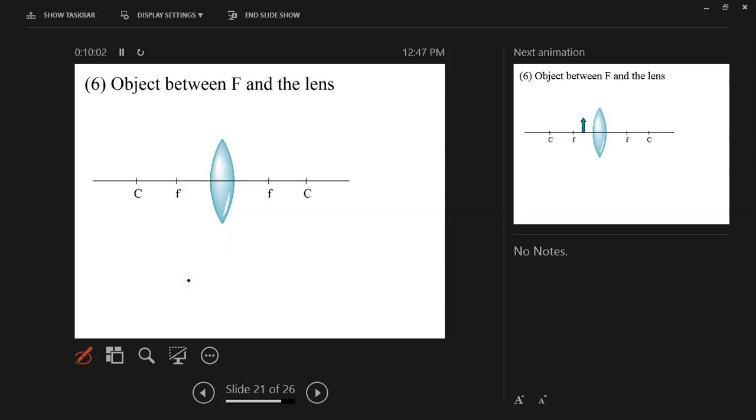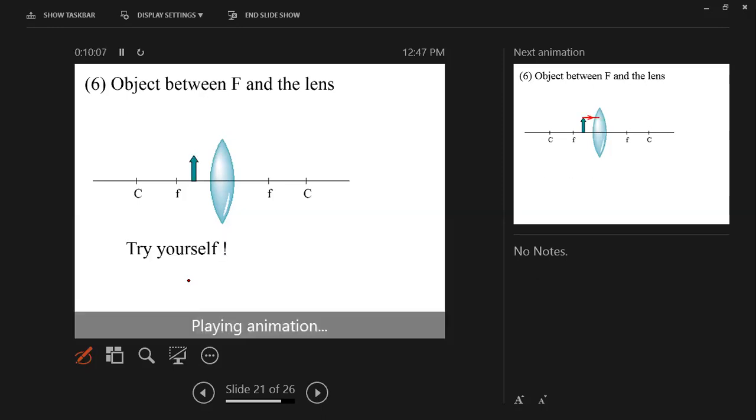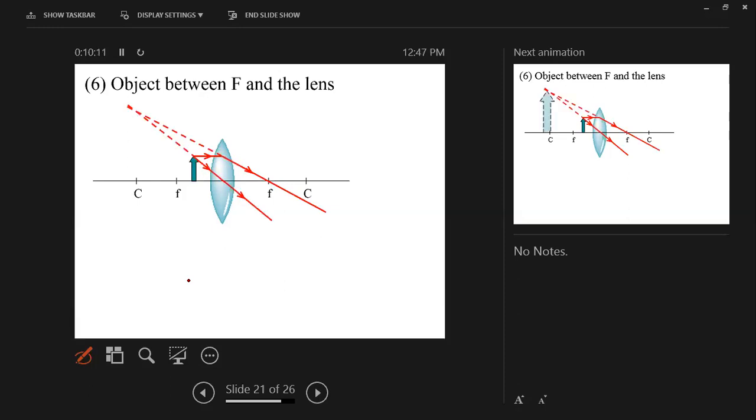Okay. What about the object between F and lens? What's going to happen? This time we're going to put the object over here. Again, send a parallel ray through the focal, and then send this ray. They didn't merge. What does this mean? This time we are going to take the reflection of the rays. And then our image will be behind the lens this time, as you see over here.